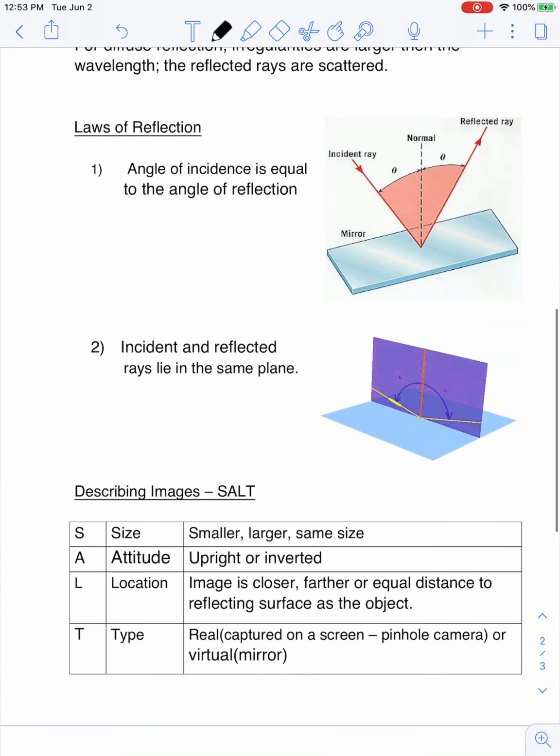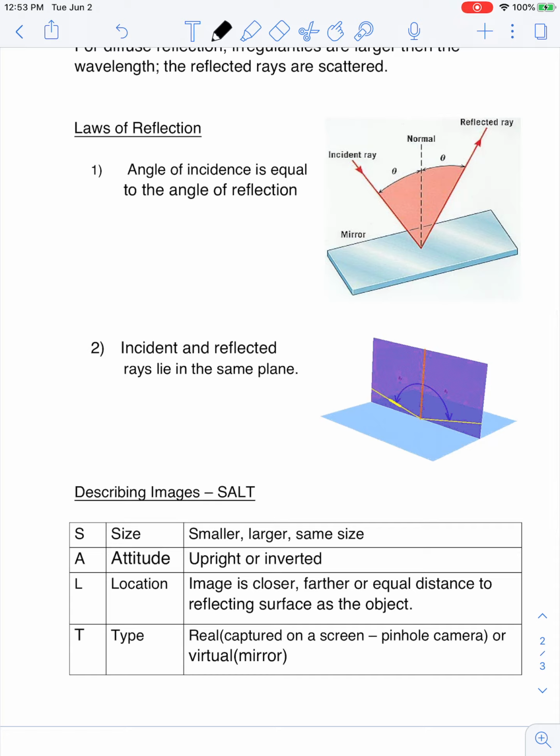So here are our laws of reflection, and this is for a plain flat mirror. The angle of incidence is equal to the angle of reflection. Again, it shows your incident ray measured to the normal and the reflected ray. The incident ray and reflected ray lie in the same plane, and this diagram shows that really nicely. They're all lying within the same plane. You can literally take a sheet of paper and run it through both the incident ray and the reflected ray. They are in the same plane.